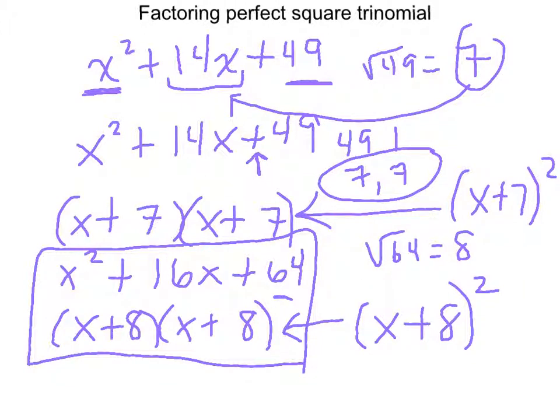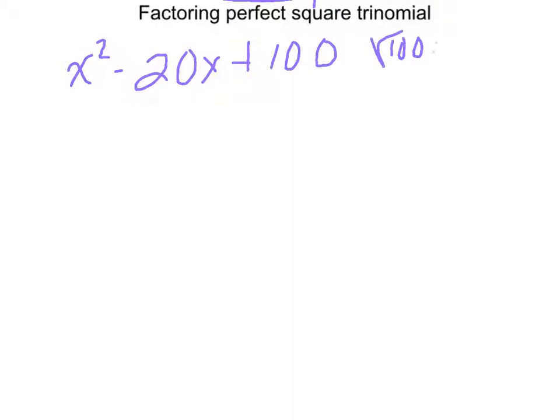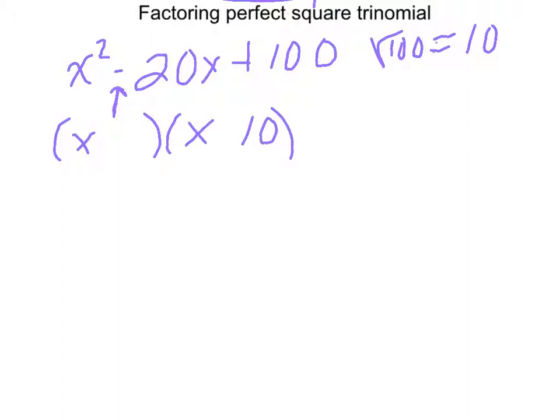Let's look at a couple others. Let me give myself a little more room. Let's say that we have x squared minus 20x plus 100. Again, the square root of 100 is 10. And I doubled it to give us 20. The only difference with this one is that negative sign. When we go to factor it, 10 times 10 will give us 100, but the 10s need to be negative so that we get our negative sign here. So we can rewrite it as x minus 10 squared.